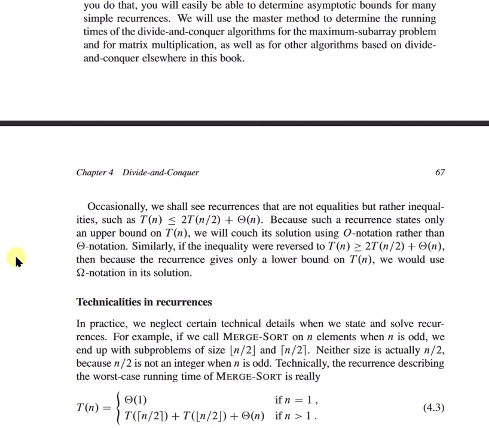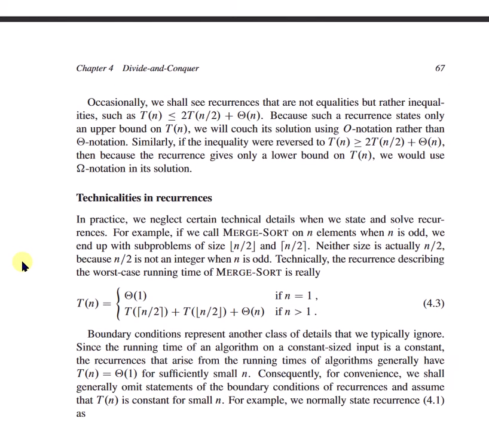Occasionally, we shall see recurrences that are not equalities but rather inequalities. Because such a recurrence states only an upper bound, we couch its solution using O notation rather than Theta notation. Similarly, if the inequality were reversed, we would use the lower bound Omega notation.